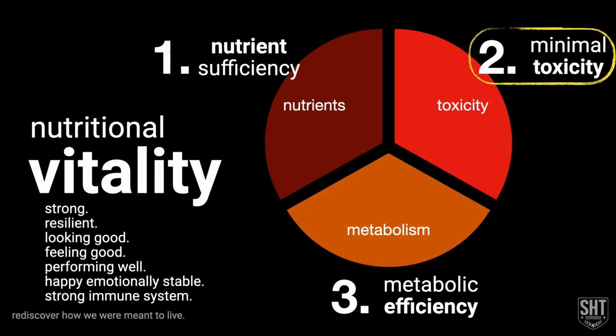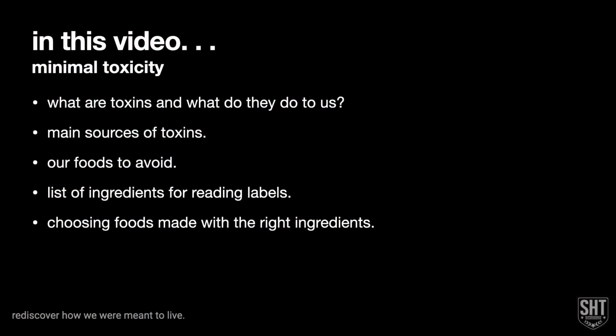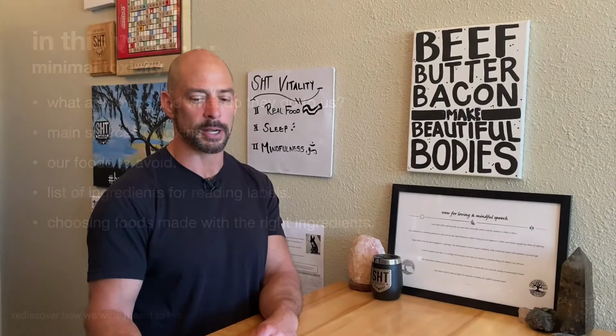Today we are still talking about nutritional vitality. We're talking about our second concept within nutritional vitality, and that is minimizing toxicity. So in today's video, we're going to talk about what toxins are, what they do inside the body, and what the main sources of toxins are, which gives us our definition of the foods that we want to avoid. And then we have a list of ingredients that we can use to read labels. We're always updating that. And then also we'll talk about choosing foods made with the right ingredients.